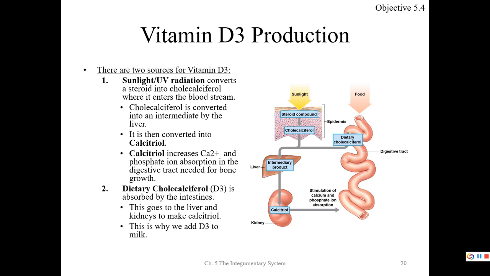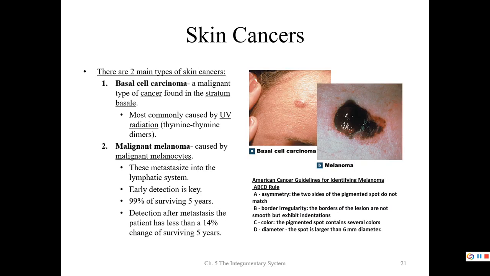We can also get cholecalciferol, vitamin D3, from our diet. This goes to the liver, and then the kidneys make it into calcitriol if we digest it. We can make it in our skin, or we can get it dietarily. We add D3 to milk because D3 deficiency is one of the most common vitamin deficiencies.